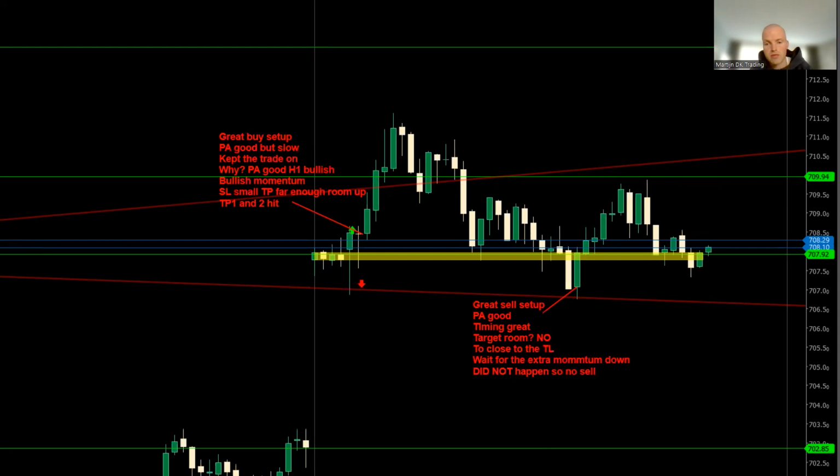So I rather just leave the trade and not do it than risk it and maybe get my profit from the morning and give it back to the market. So also another reason too close to the trend line, right? Wait for the active momentum down to enter the sell. It did not happen, so no sell.